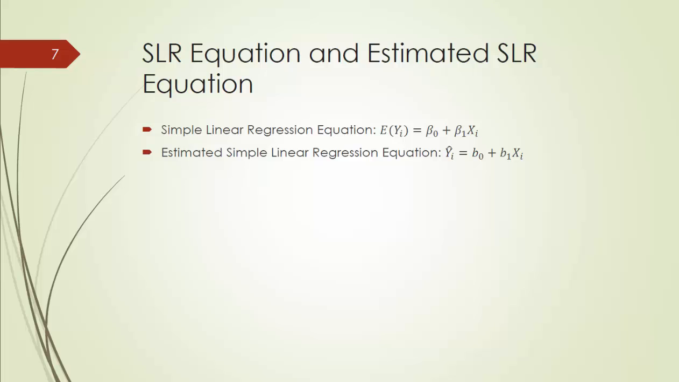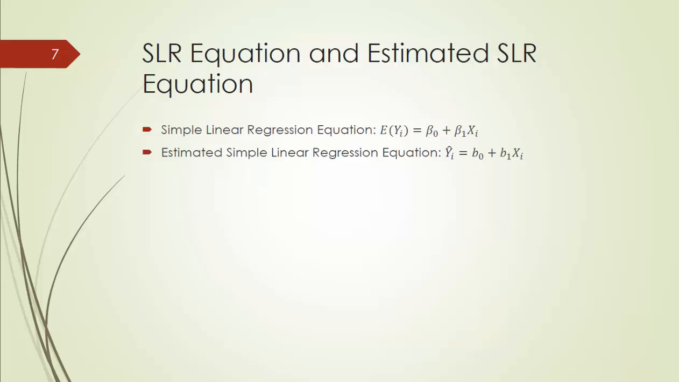As mentioned earlier, it is almost impossible to know the exact or actual values for the population parameters beta 0 and beta 1. By taking a sample from the population, we can estimate the values of the population parameters. These estimates, often called sample statistics, are denoted as b0 and b1. We then have the estimated simple linear regression equation: yi hat equals b0 plus b1 times xi.